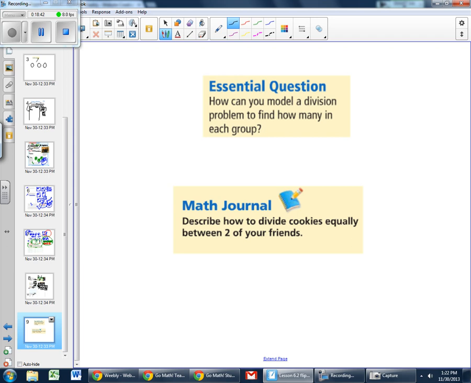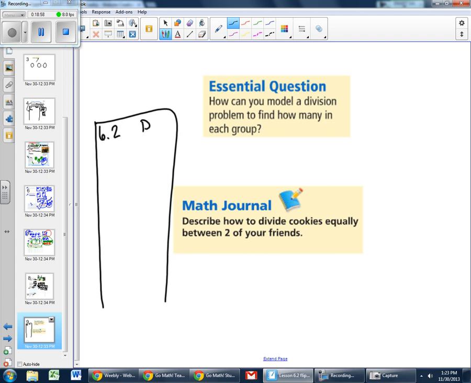Go on to the end. At the very beginning of the lesson, your essential question was, how can you model a division problem to find out how many in each group? So go ahead and grab your math journal. This was lesson 6.2. And put the date. Copy your essential question here. How can you model a division problem to find out how many in each group? When they're talking about modeling, they're talking about acting out again, where you're drawing your groups. So figure out how to put that in a sentence, giving me a little example here.